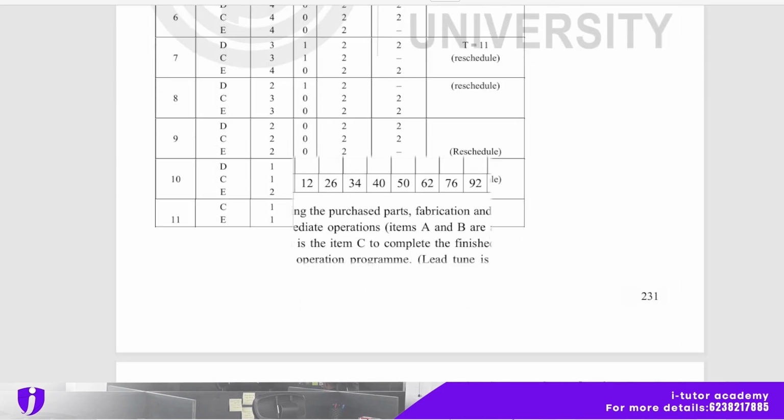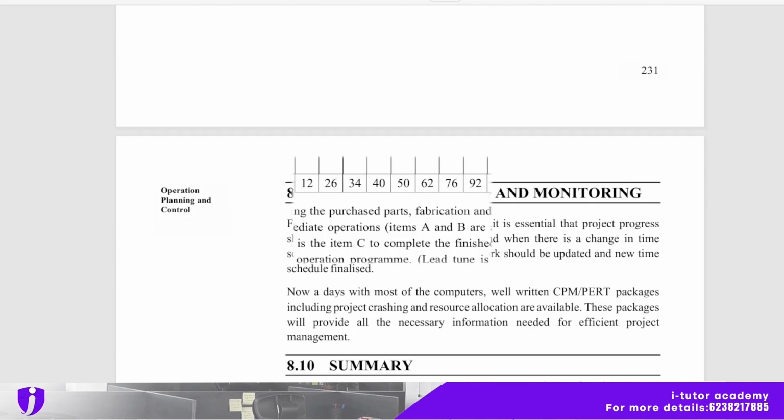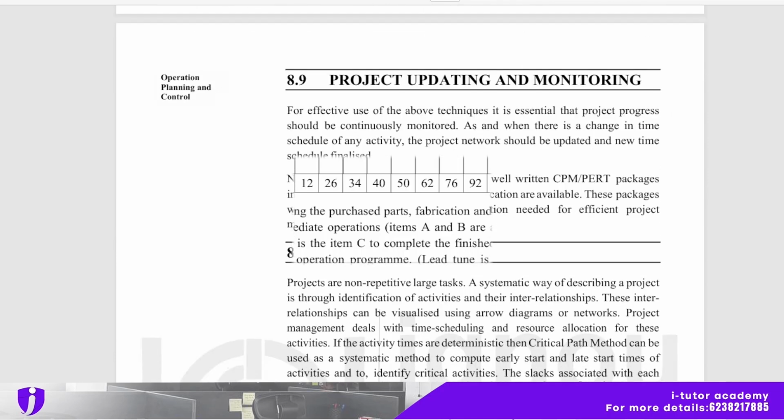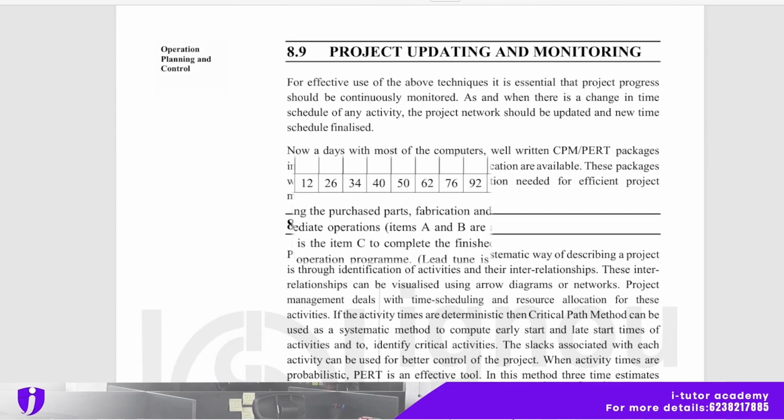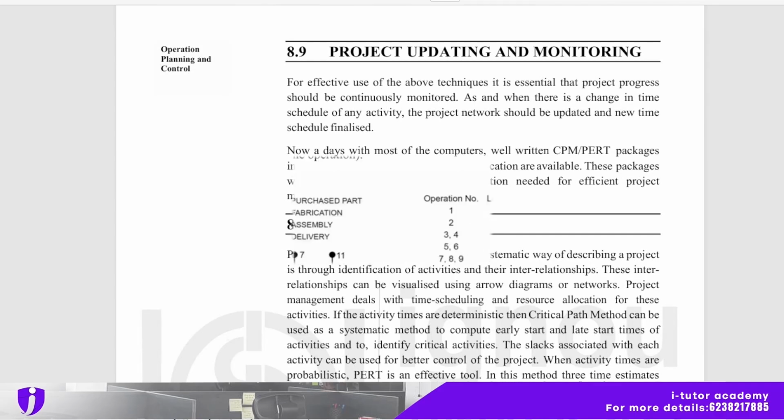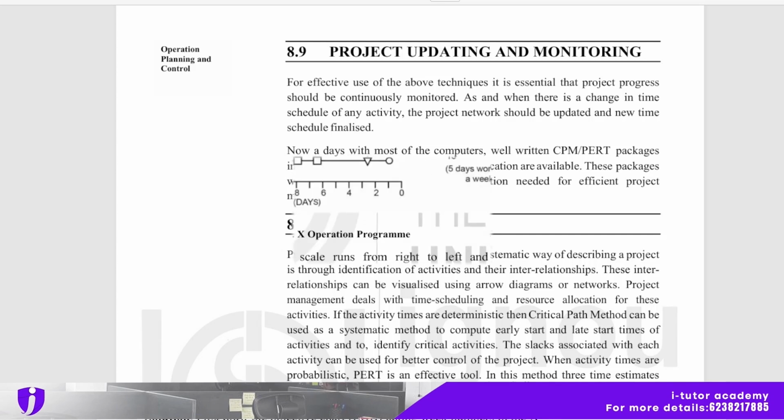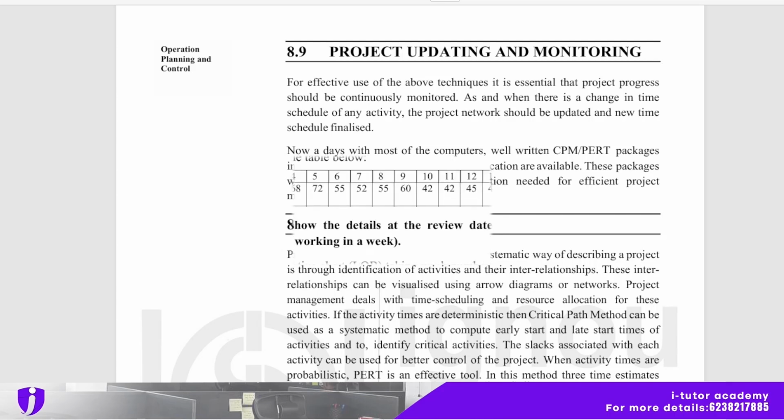Okay, that's about this. And the next is project updating and monitoring. What is project updating and monitoring? For effective use of the above technique, it is essential that project progress should be continuously monitored, and when there is a change in the time schedule of any activity, the project network should be updated and a new time schedule finalized. Nowadays, most computers have well-written CPM or PERT packages, including project crashing and resource allocation. These packages will provide all the necessary information needed for efficient project management.